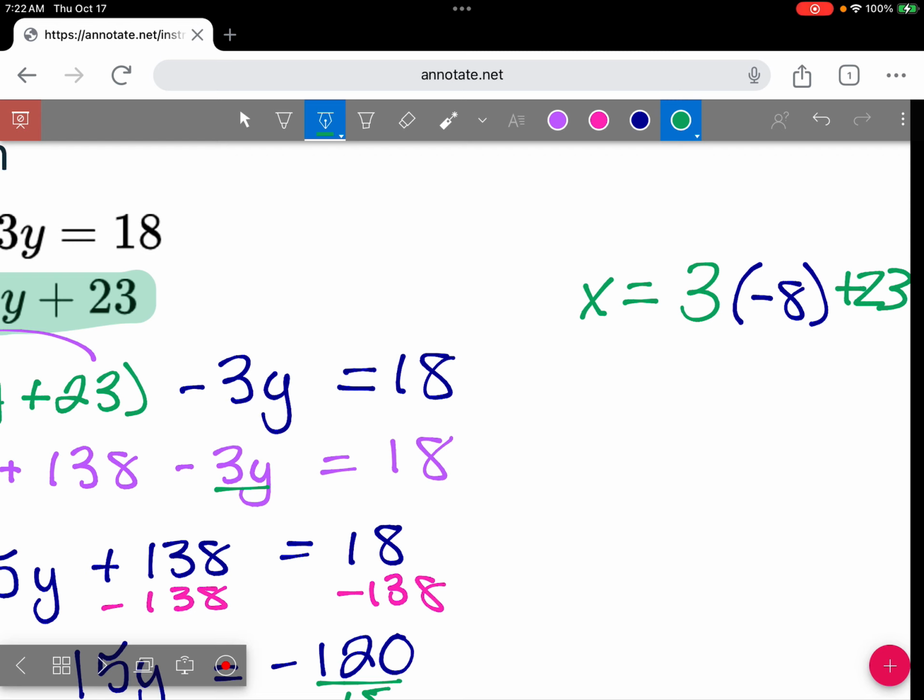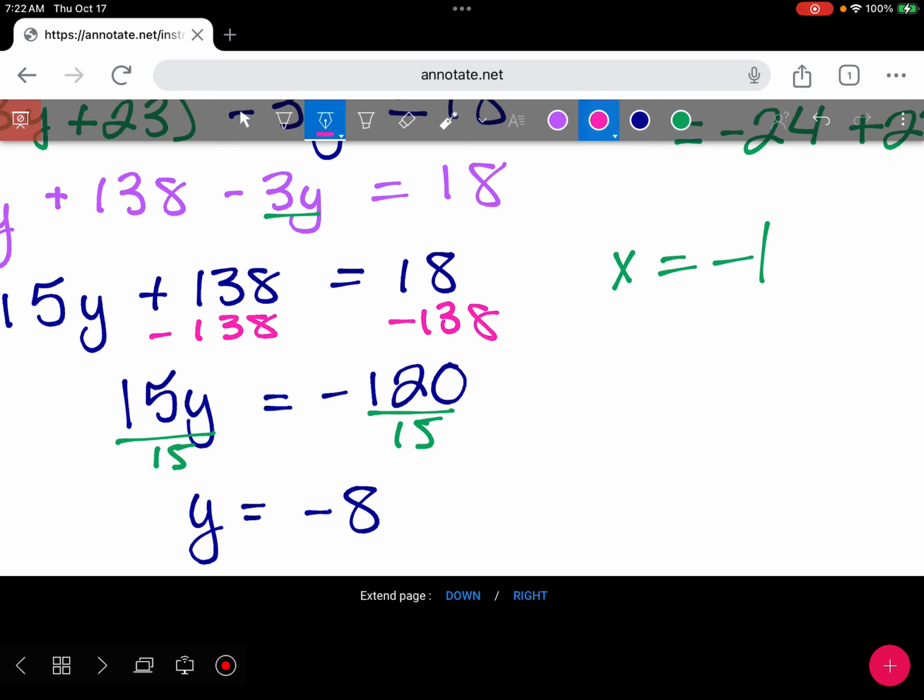So 3 times negative 8 is going to give us negative 24 plus 23. So what does our x equal? Negative 1. So our final answer, our solution, is the point negative 1, negative 8.